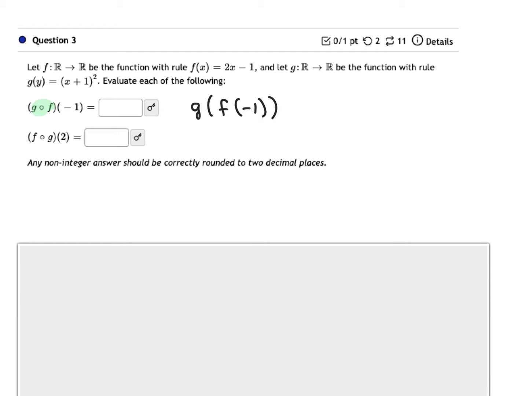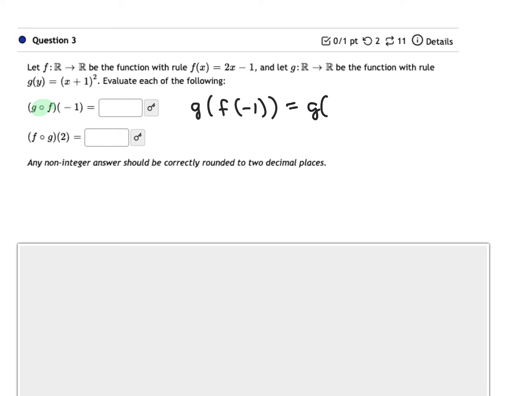When we evaluate composition of functions, we always work inside the parentheses out, and so that makes it feel a little bit backwards with the notation, because that means we're really doing the f function first, followed by the g function. So the reason that it's written in that order is because of this idea of working inside the parentheses out. So we have to do g of f of negative 1.